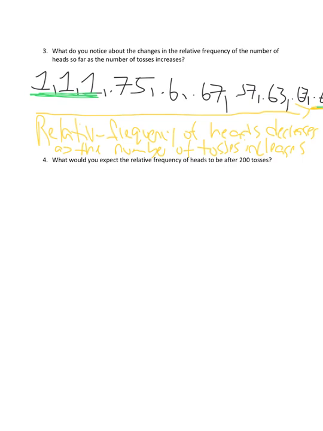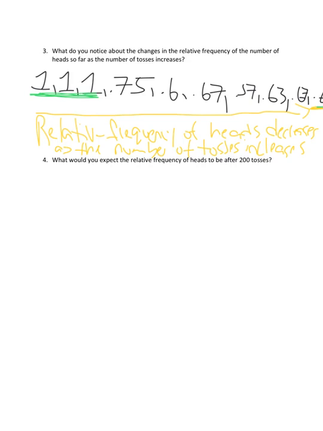Well, let's use our answer from question 3 to help us answer question 4. What would you expect the relative frequency of heads to be after 200 tosses? Well, after 10 tosses, it seems like the relative frequency is decreasing. What do we think would happen after 200 tosses? What would the relative frequency of heads be? Take a second and think about that. Well, after 200 tosses, that's a lot of tosses. I would expect after 200 tosses that the relative frequency of heads would be very close to 50%.